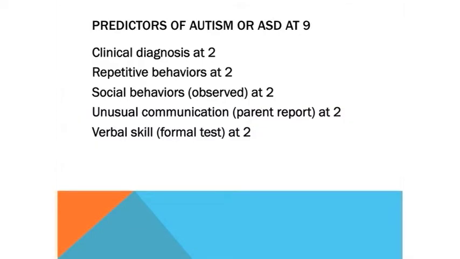When we looked at what clinical predictors from age 2 predicted diagnosis at 9, the clinical diagnosis, and then much to our surprise, repetitive behaviors at 2, both on the ADOS, which we thought, I mean, the ADOS is like half an hour, 40 minutes. How many repetitive behaviors are you going to see? But in fact, if you saw them at 2, it was quite predictive of a consistent diagnosis of autism at 9. Our observations of social behavior, so in the ADOS at 2, also predicted later diagnosis.